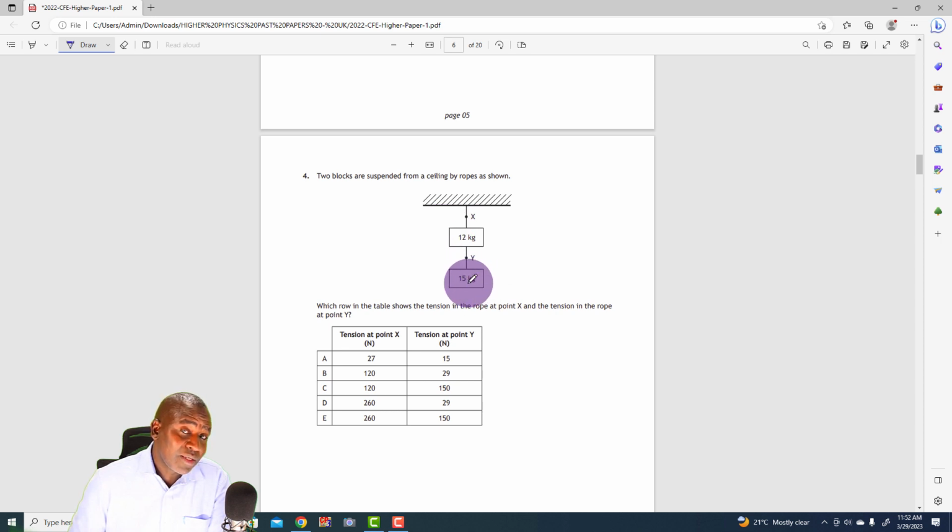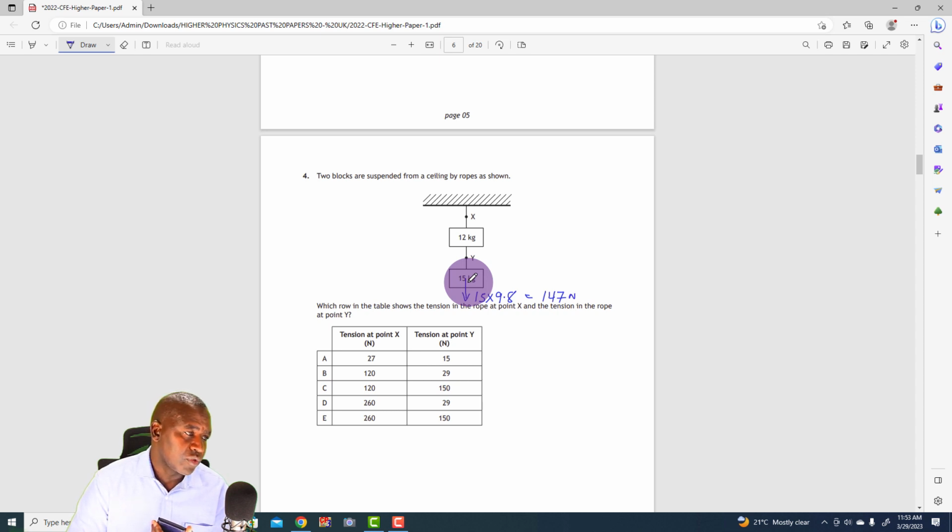I will start with the one at the bottom. One of the forces is the weight of this block, which will be 15 times 9.8 newtons per kilogram. That gives us 15 times 9.8, and we get 147. So that is the weight of this block.